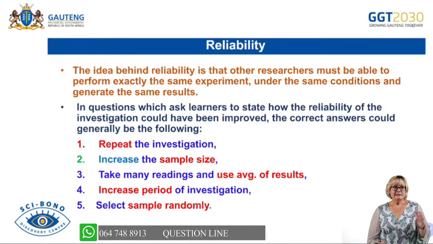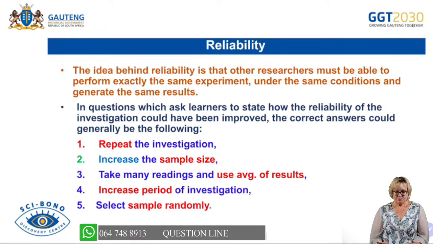But sometimes the examiner can also say, how can the reliability of this experiment be improved? That means it is something that you now must say they must do in future, not something that they have done already. All right. So here language is very important. So read your question very carefully. Make sure you understand what the examiner is referring to. Is the examiner referring to what was done, or is the examiner asking you what can be done? All right. So there's quite a difference between the two.